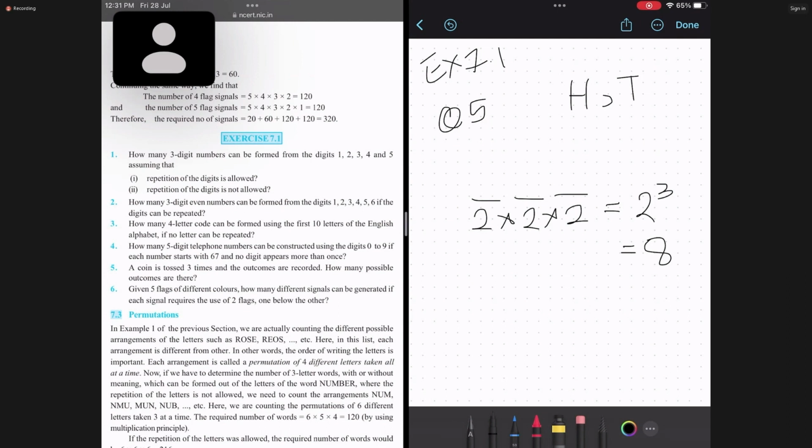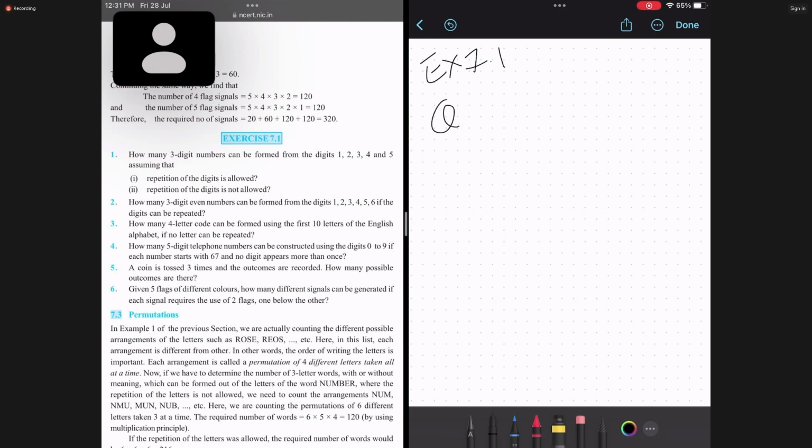This is a fairly trivial question, where you don't have to apply much of your logical thinking. You just have to do what has been stated in the question, quite straightforward, and you'll arrive at the answer very easily. Question number 6. Given 5 flags of different colors, how many different signals can be generated if each signal requires the use of 2 flags, one below the other?